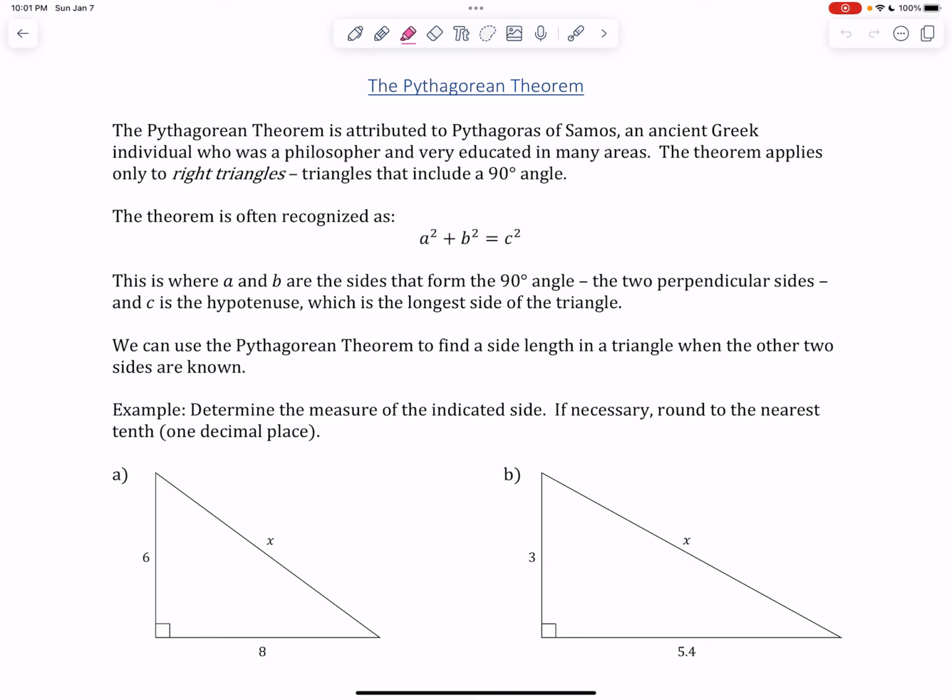And filling in what we know, instead of a, we're going to write a 3. Instead of b, we're going to write 5.4. And then instead of c, we're going to write x. And this time I'm going to remember to put that square there that I missed last time. From there, we're going to our calculators. We're going to take 3 squared plus 5.4 squared, putting that directly in and seeing what we get. On my calculating device, I'm getting 38.16.